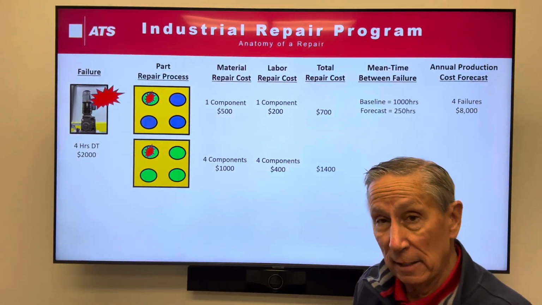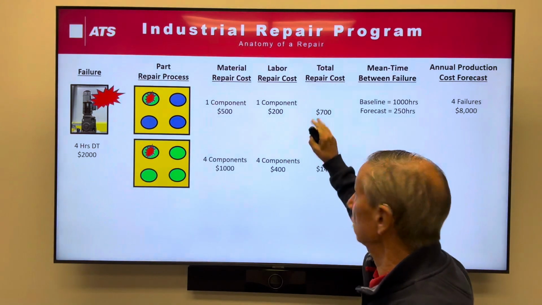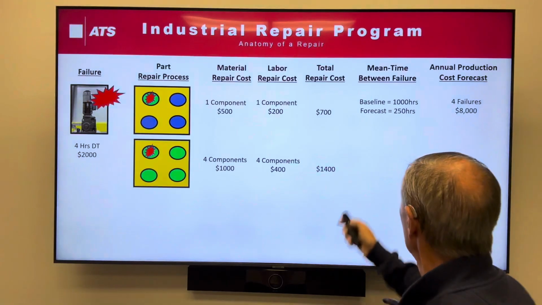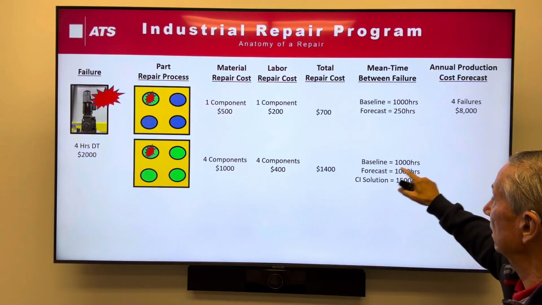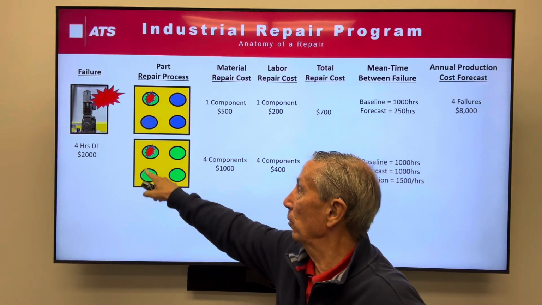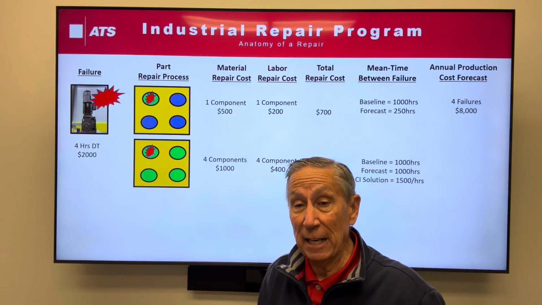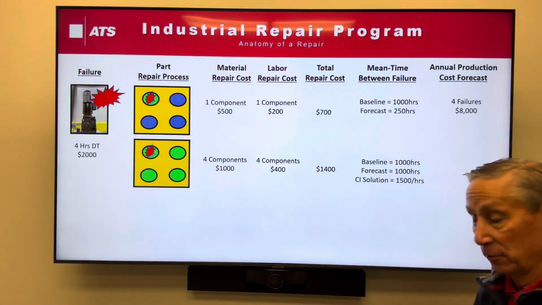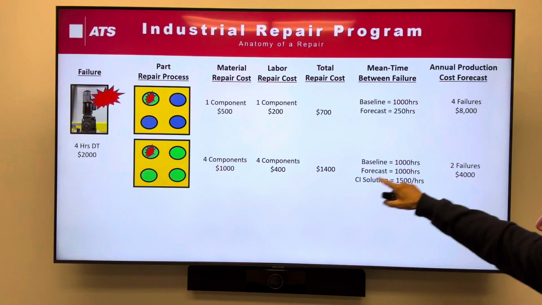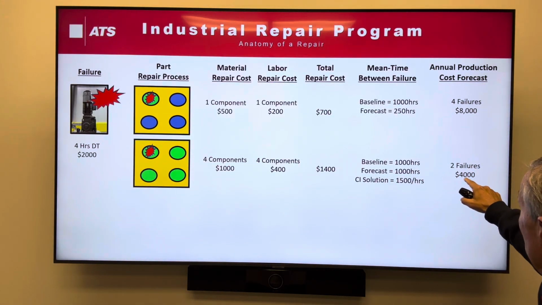Now, if you're looking at a single dimension, just what's out of pocket, you're not going to make this decision. You're going to spend the $700. But look what happens here. Look at the difference. The baseline's $1,000. It stays $1,000. And in some cases, a good repair vendor will upgrade some of these components so that your mean time between failure actually gets better to 1,500. So in this particular case, if it stayed at 1,000, you'd have 2 failures in the next year at 4,000.